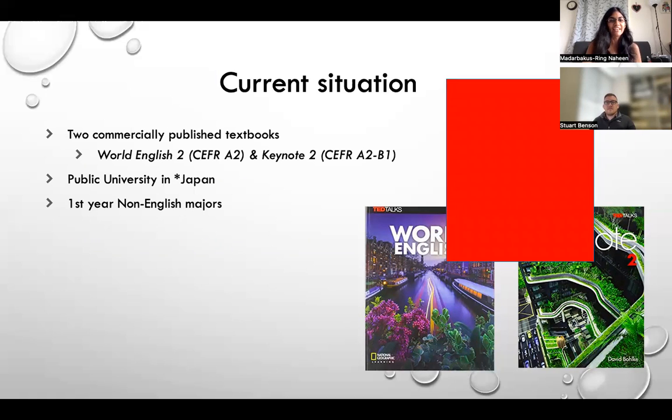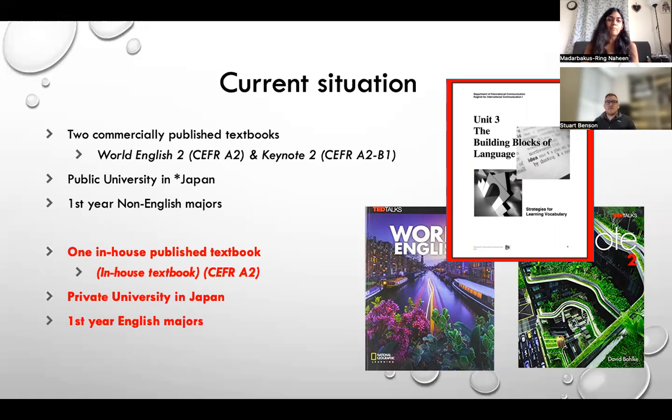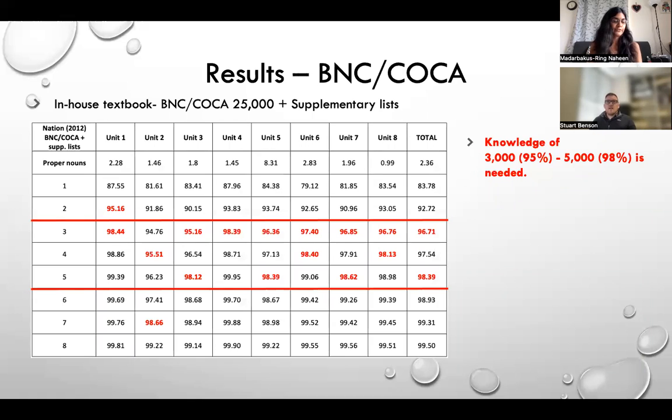So we checked what the commercial textbooks were like, but we also wanted to see what the vocabulary was like in an in-house textbook. So we took one which was produced in-house, which was also a similar level. This one was also at A2 or pre-intermediate, but it was used at a private university in Japan, with first year English majors this time. So yeah, we ran the in-house text through BNC/COCA, the general word list, and these are the results.